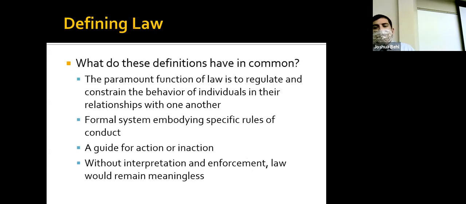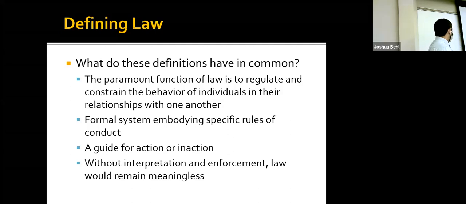What do all of these definitions have in common? Number one, the paramount function of law is to regulate and constrain the behavior of individuals in their relationships with one another. So we're trying to control behavior. Law is there to control in some capacity, right? They also suggest that there's a formal system, a guide for action or inaction.